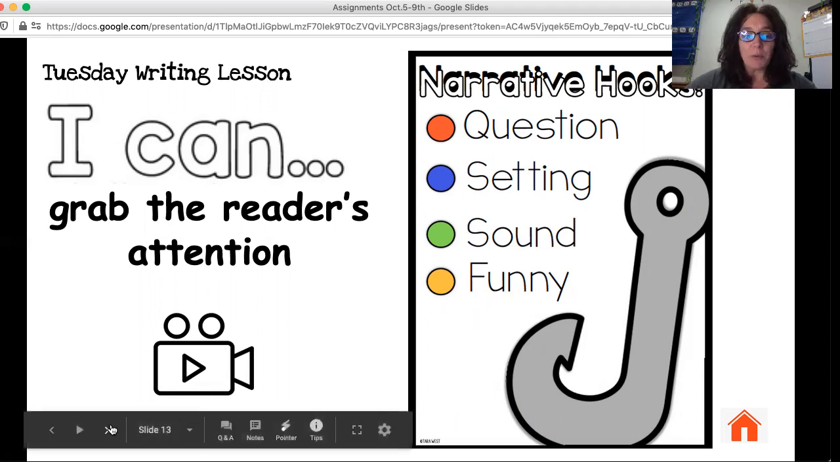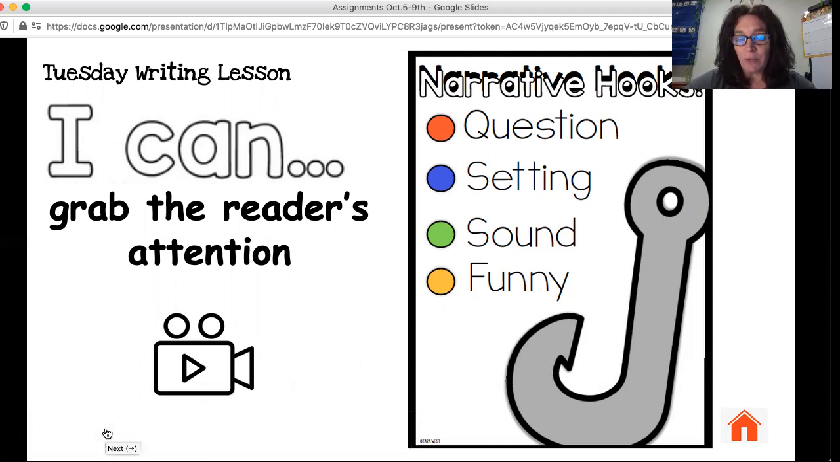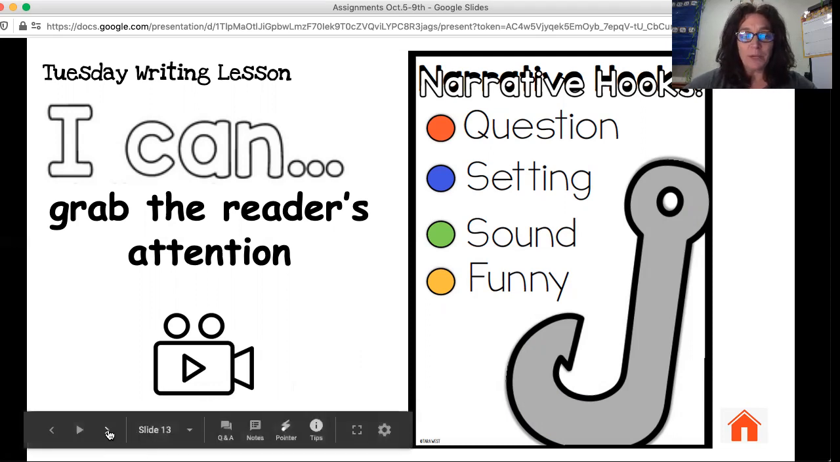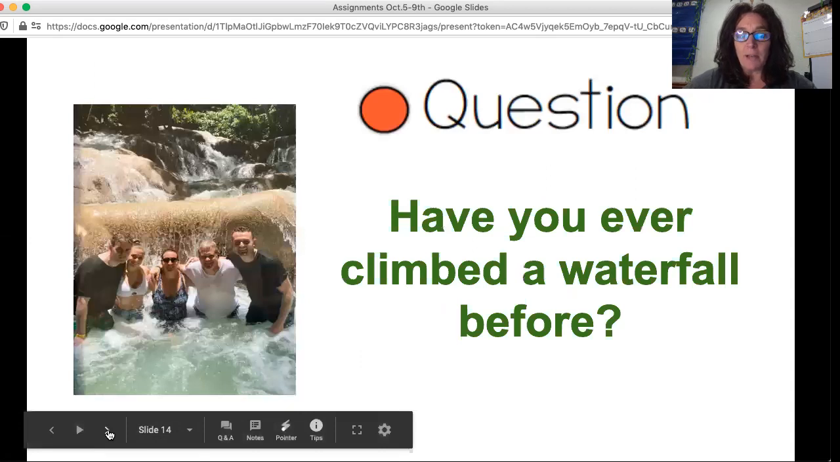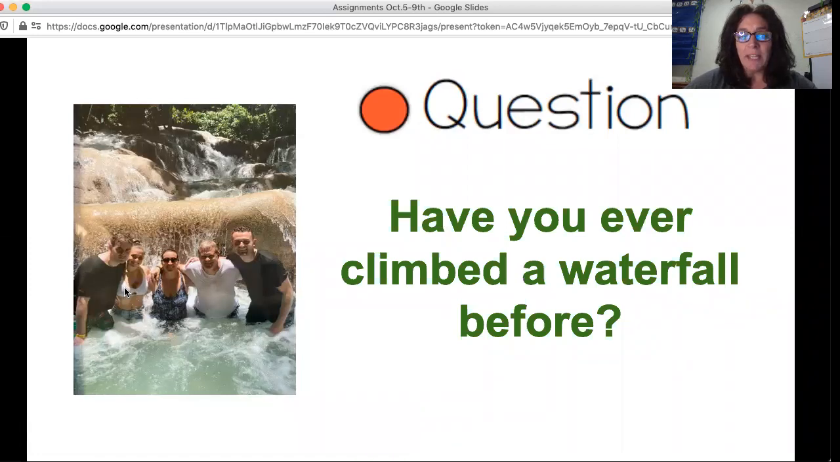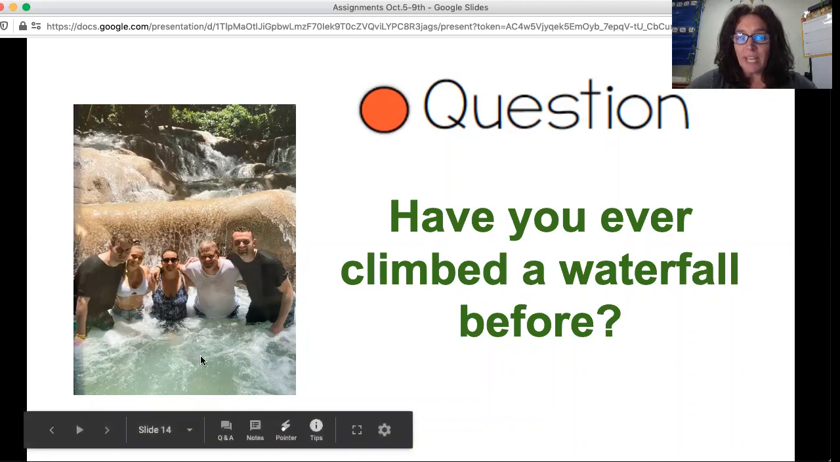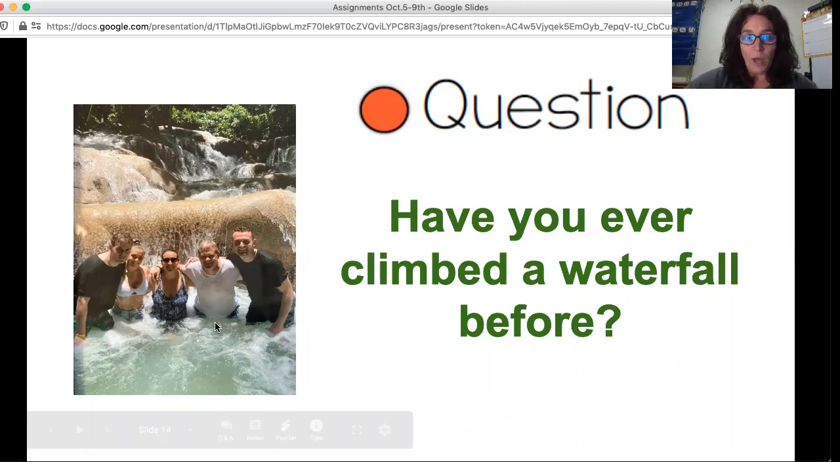I told you that I'm going to write a story about the time my family and I went to the Dunn's River Falls in Jamaica. So I'm going to first share with you a picture of my family. This is my husband, and I have an older son, Brandon, a middle child, Colin, and a younger daughter, Natalie. And we all went together on vacation last year to this waterfall.